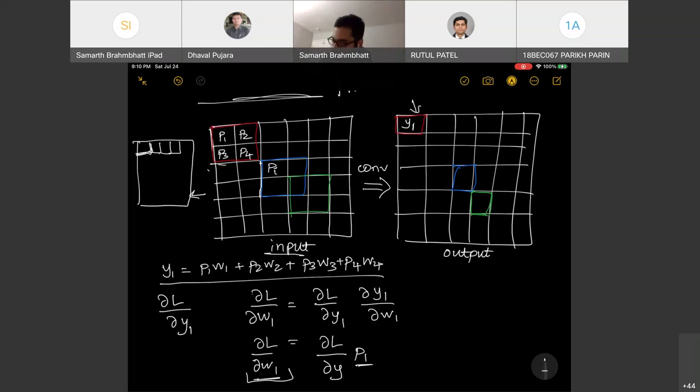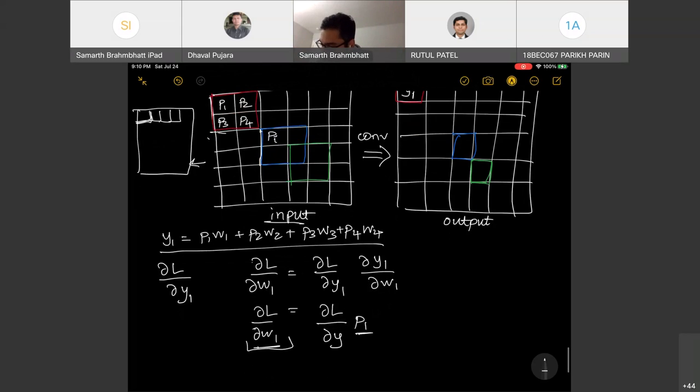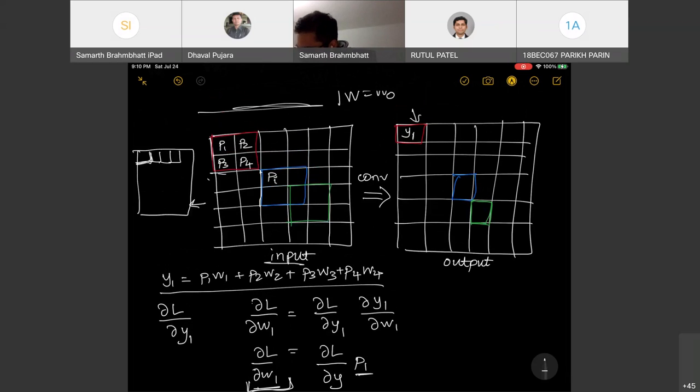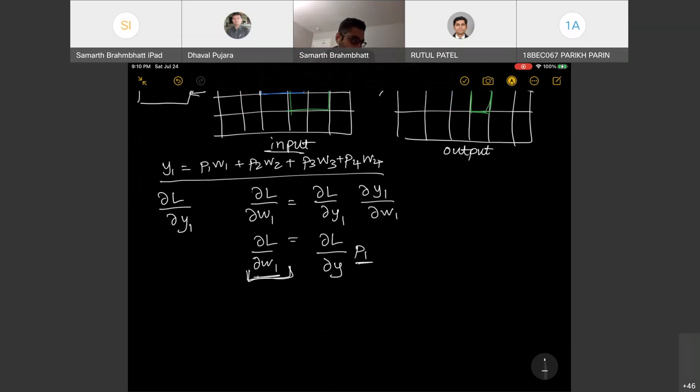So how should we combine them, because we are getting gradients with respect to w1 from all these pixels? That is where we have to use this kind of multivariable differentiation equation. I just want to show you here, it's going to be sort of like this.